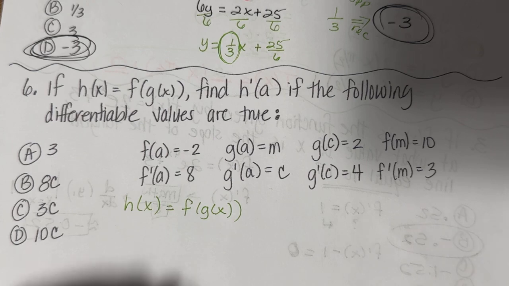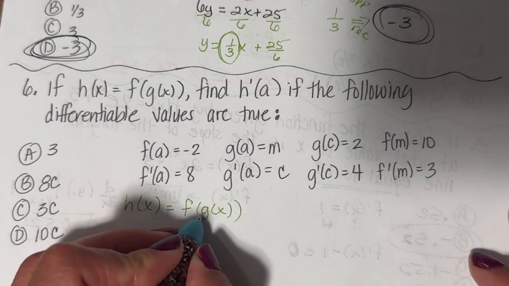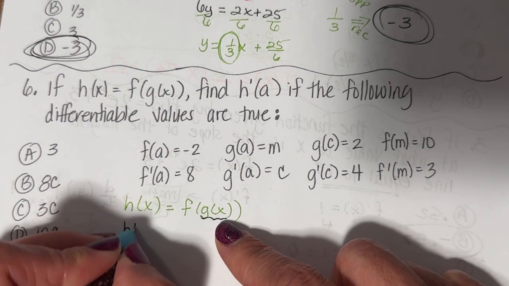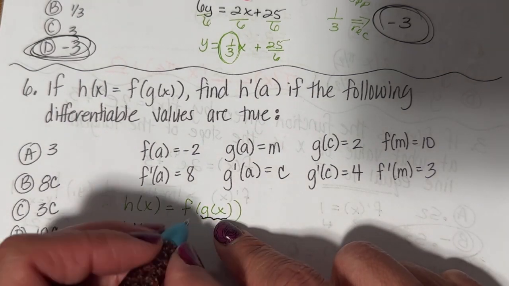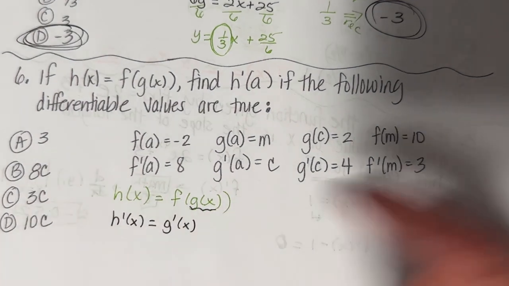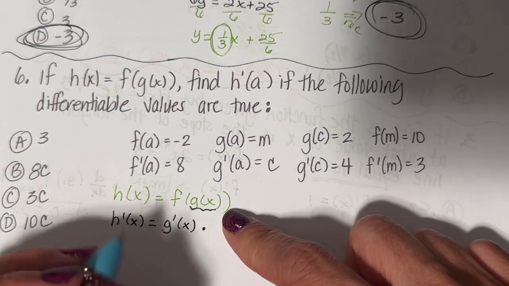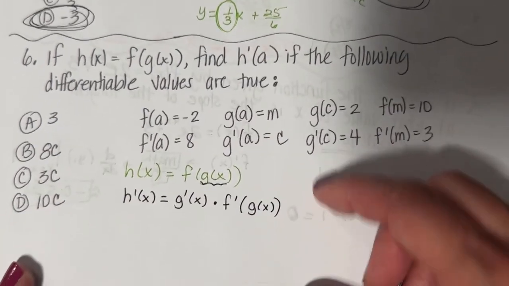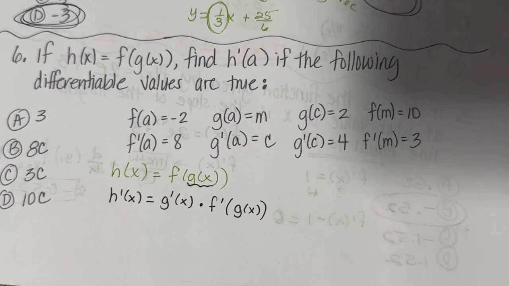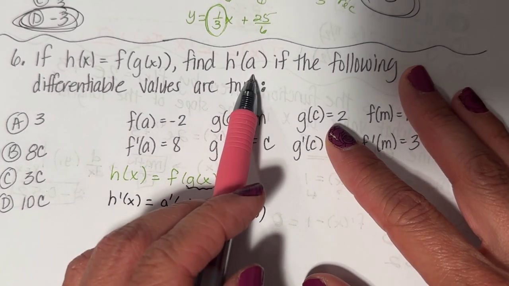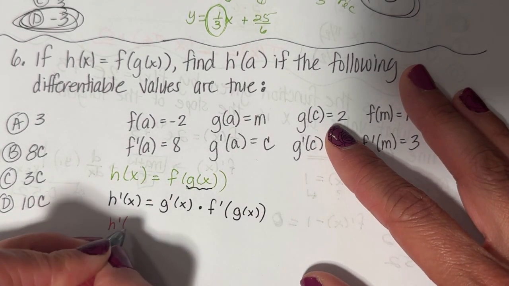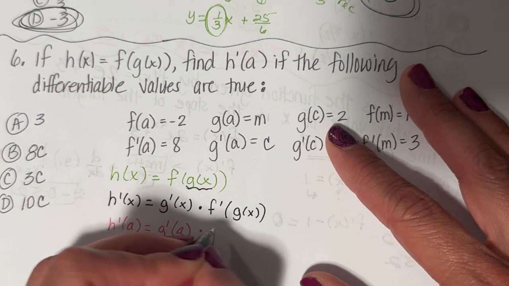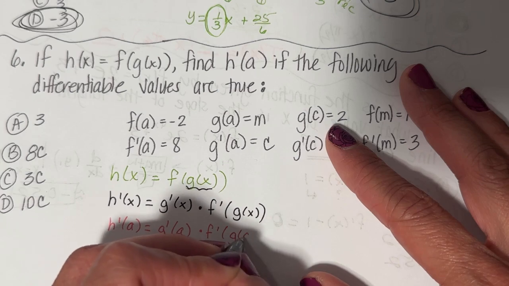I'm not going to plug in anything yet until we take the derivative. So step number 1, we have to use the chain rule because we have a function within a function. So h prime of x equals, the derivative of the inside would be g prime of x, the derivative of g, times the derivative overall, so f prime of, and you always keep the inside the same. Okay, so that's the derivative. So now I'm finding the derivative at an a value. So h prime of a. So now I'm going to plug in a's for all the x's. So g prime of a times f prime of g of a.